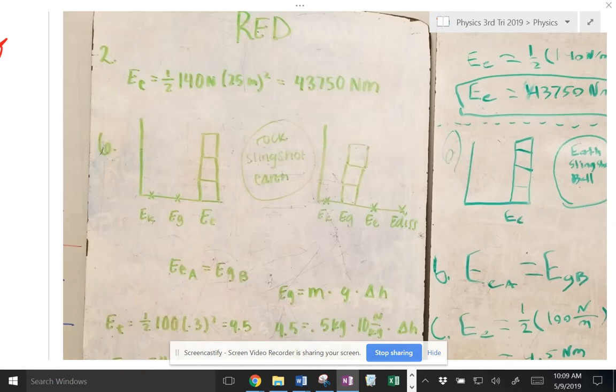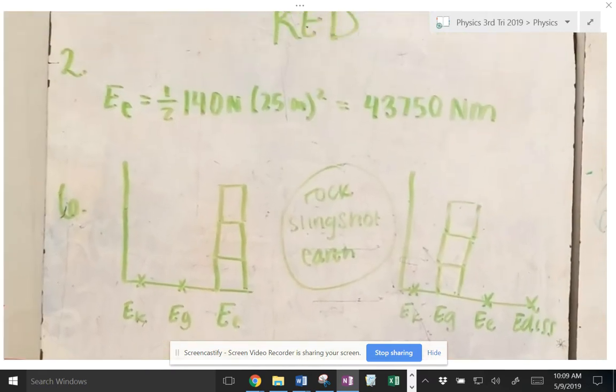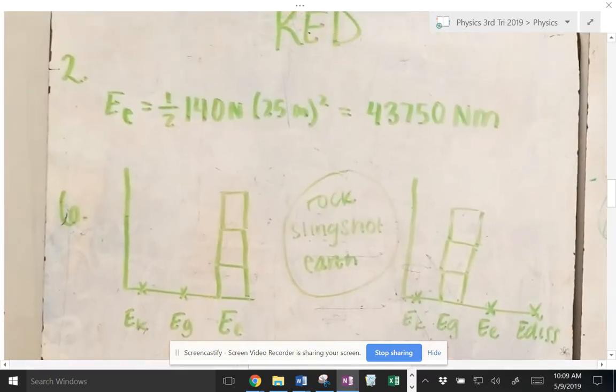Can you zoom in? Alright. So, based on what you're seeing now that it's zoomed in, do you have any questions for me? Take a look at problem 2 and see if you have any questions.